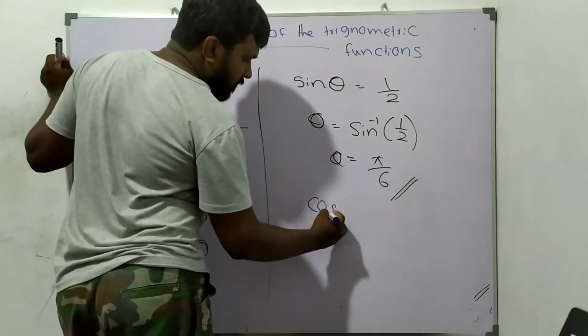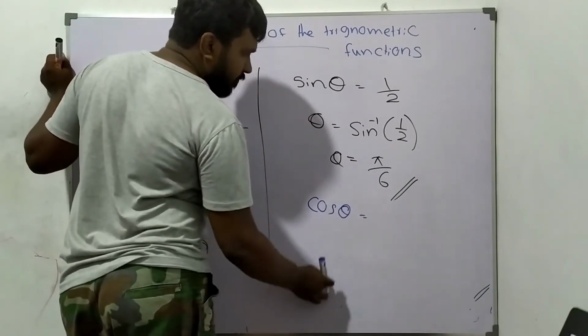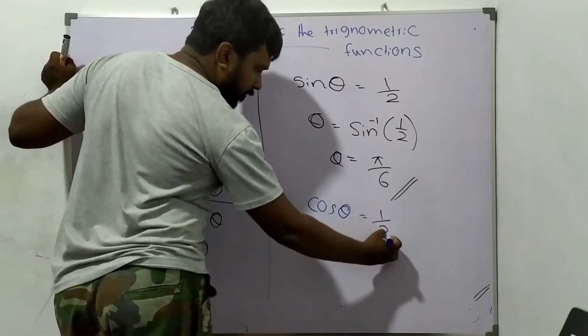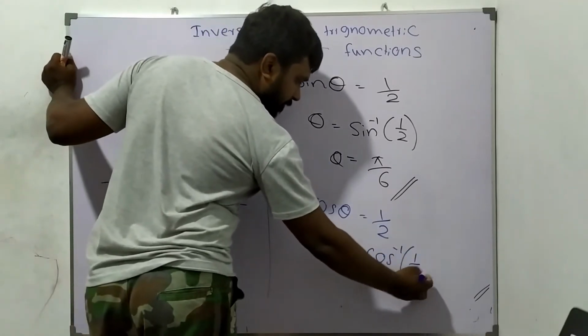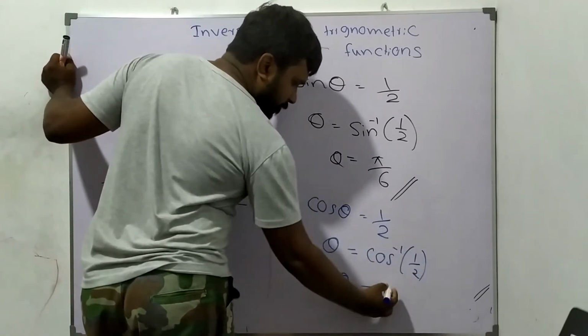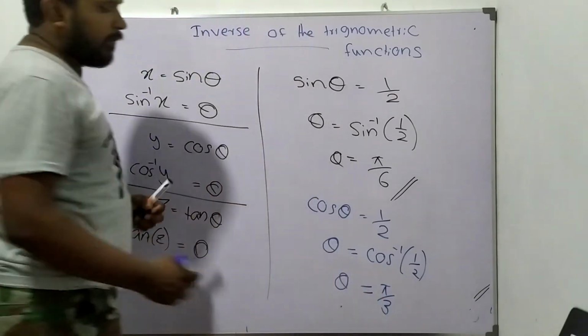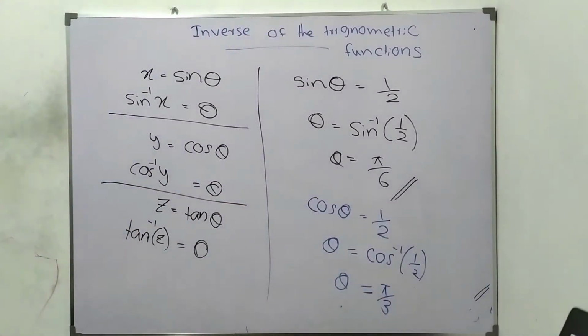Another example, cos theta equals plus half. So theta is cos inverse 1 over 2, which is 60. So likewise, we can use our inverse function to make the angle the subject.